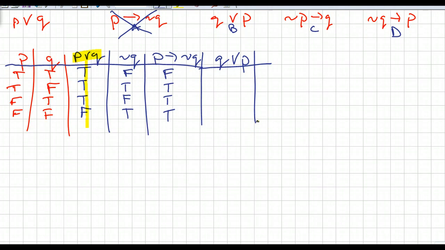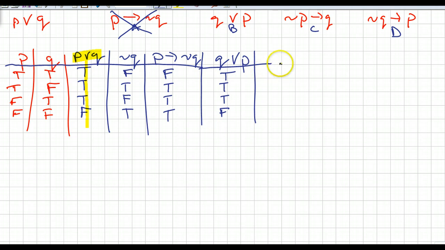Well, if you're doing Q or P, you're still looking for two falses. And over here, you have two falses right here. Even though they're in different order, it still turns out the same. So this will be a false, true, true, true. So is that one equivalent to the first statement? Yes, it is. So B is equivalent so far.